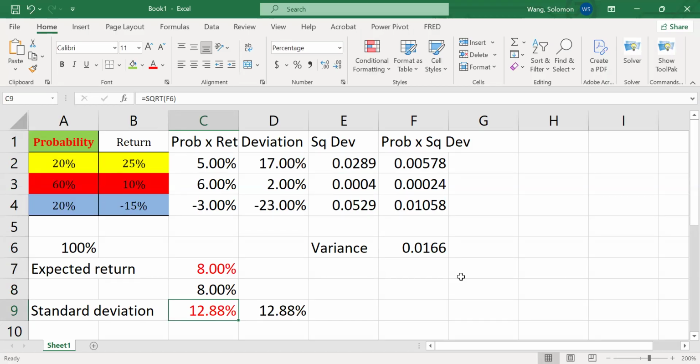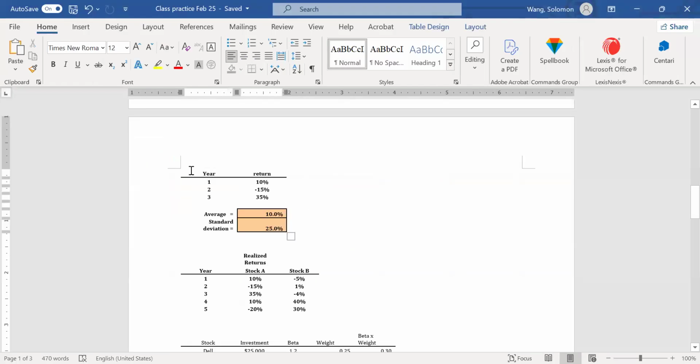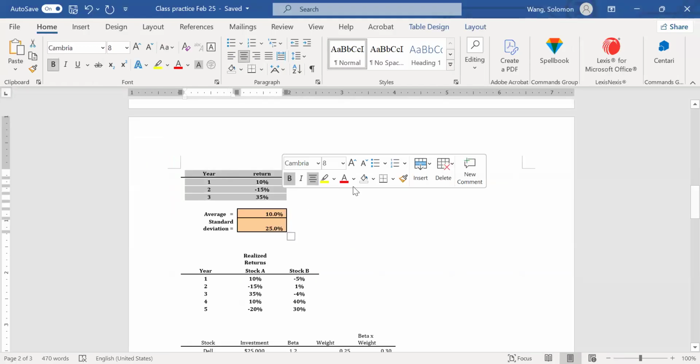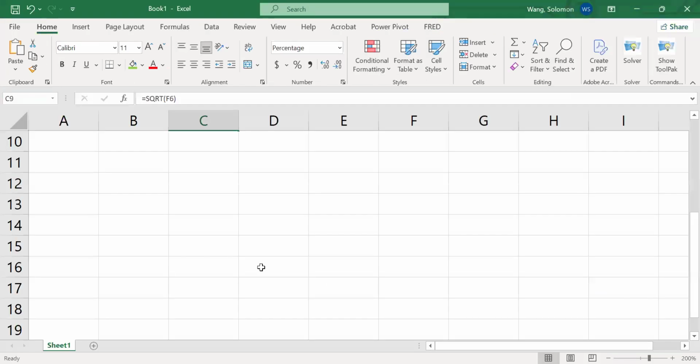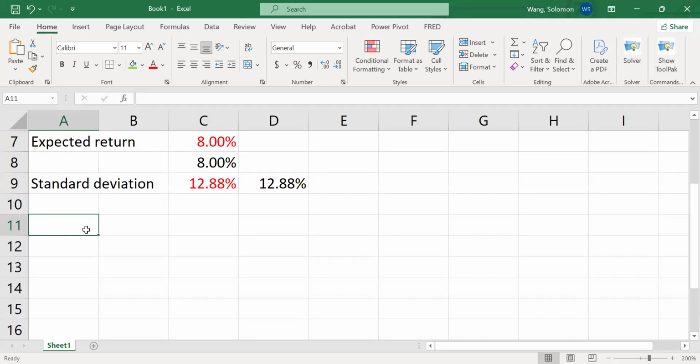All right, so back to the work document. Right here, you have 3 years of data. So let me copy it and then paste right here. I think somebody asked a question. I will get you. Don't worry.